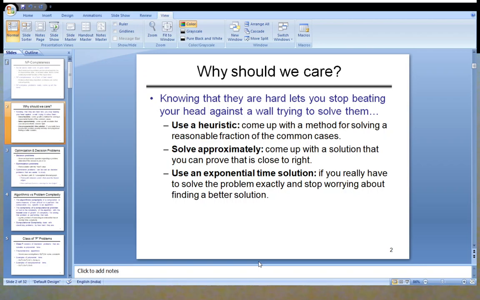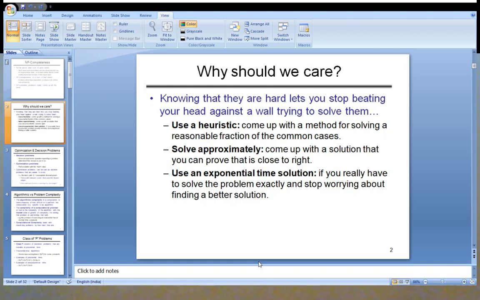If they cannot be solved in polynomial time, they are solved using different kinds of approaches rather than the simple algorithms that we have studied. Some of them are solved using heuristics, meaning you come up with a method for solving a reasonable fraction of common cases. Some proportion of them can be solved with the help of previously solved problems, and in this way we can break those parts.